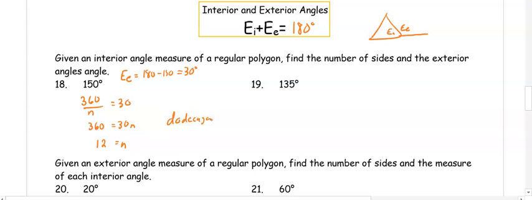In 19, if our interior angle is 135, each exterior angle is going to be 45 degrees. So we have 360 over n equals 45. 360 equals 45n. When we divide, n is 8. So that is an octagon.